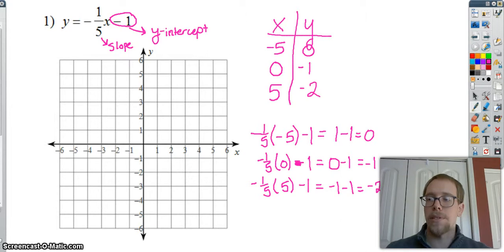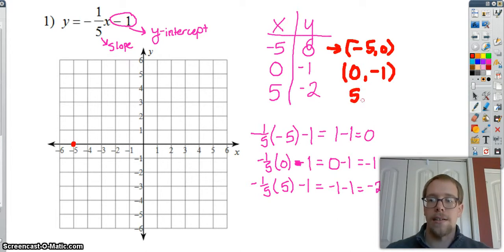So now let me plot these points. I'm going to plot them in red. Negative 5 is my input value, so move to negative 5 on the x-axis, and my output value, my y, is 0. So there's negative 5, 0. And notice, these are ordered pairs, right? So negative 5, 0, 0, negative 1 here, and 5, negative 2. So these are a part of the solution set for this linear function, for this linear equation.